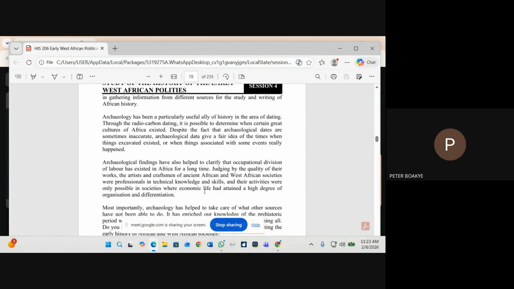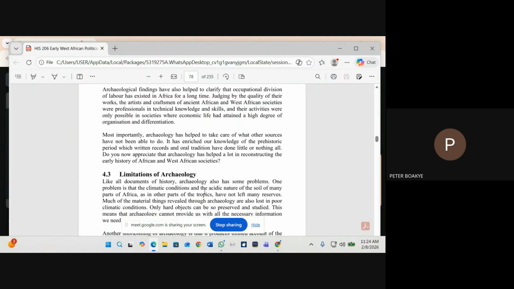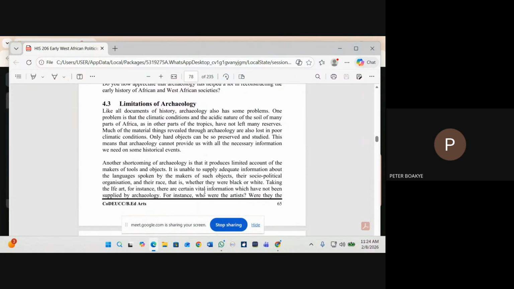Again, archaeological findings have also helped to clarify that occupational division of labor has existed in Africa for a long time. Archaeology has also helped to take care of what other sources have not been able to do. In spite of all this, there are some limitations.